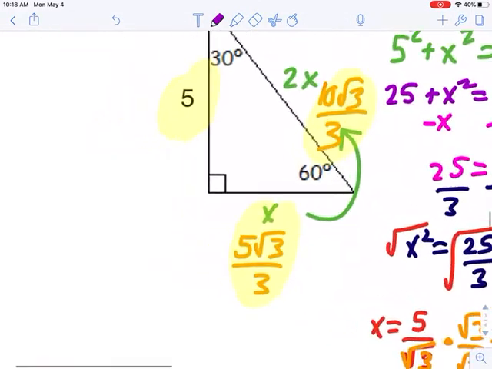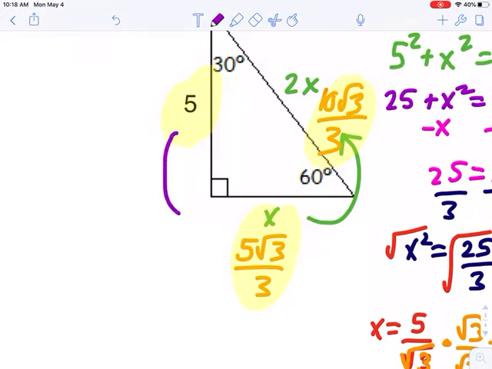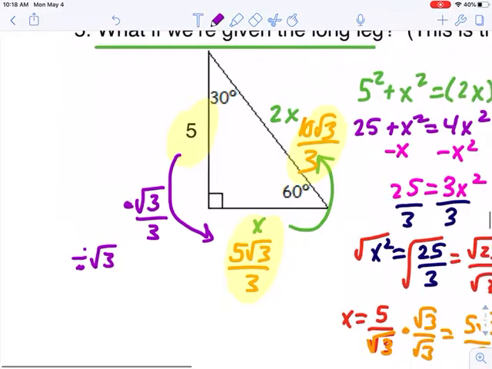All right, so we can relate this back. Let's extreme close up right here. We can relate this back to 45, 45, 90. I was multiplying by radical 3 over 3, all right? Or I was dividing by radical 3, but we have the rationalized denominator, all right? So these are the same rules, just presented differently.